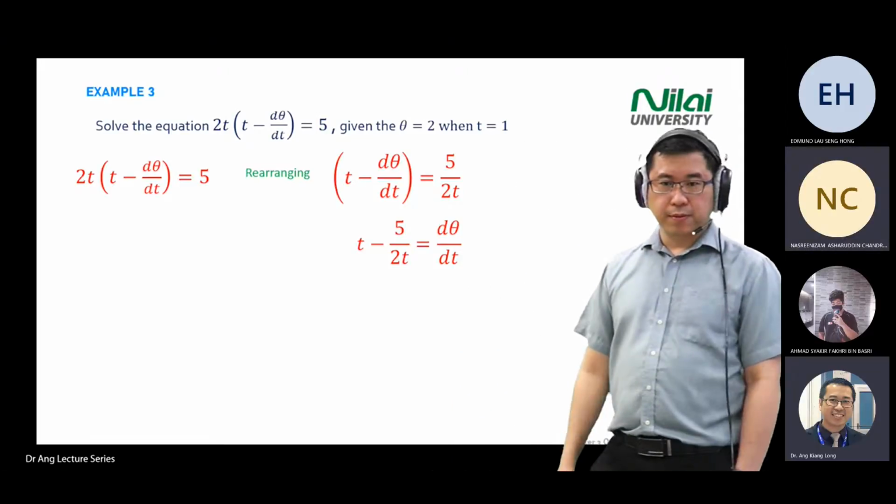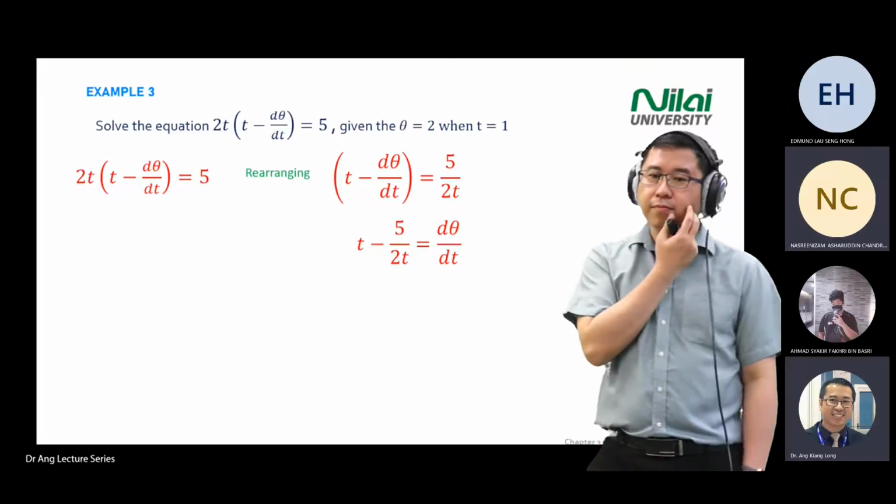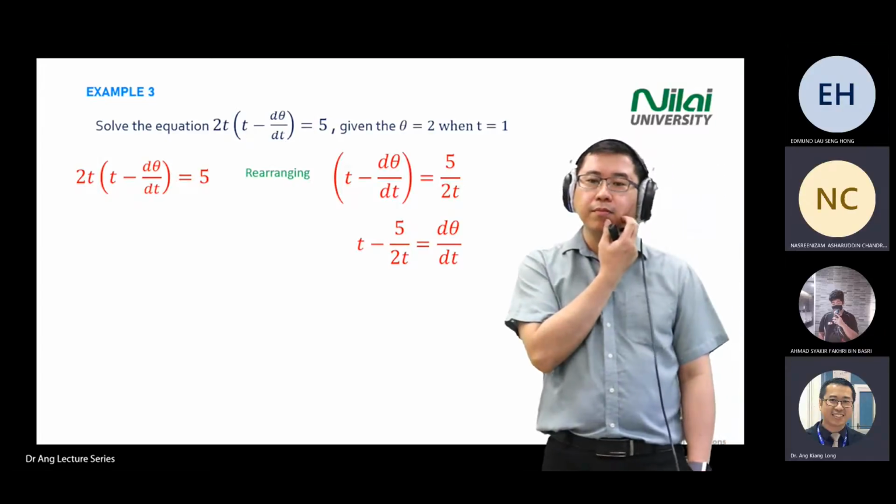Sir, I cannot do it like this? The bracket inside, the 2t, I multiply with that first and then I bring it out. Cannot, is it?